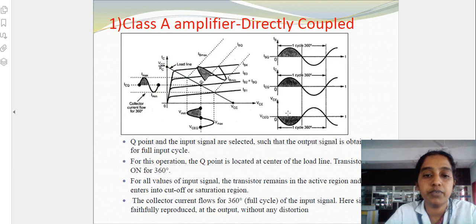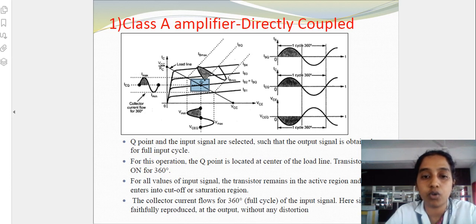So first we are going to select the Q point in such a way that the output is obtained for a full input cycle. So from this operation, the Q point is selected at the center of the DC load line. So only when the Q point is in the center, note it, then it acts as a class A power amplifier.